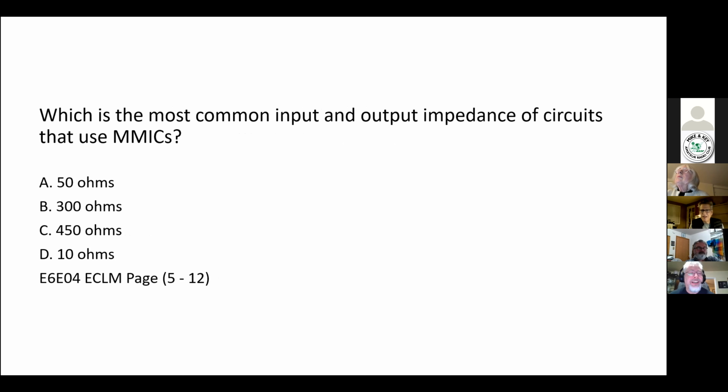Sorry, never mind. Which is the most common input and output impedance of circuits that use MMICs? A. 50 ohms. B. 300 ohms. C. 450 ohms. Or D. 10 ohms. Alpha. Alpha is correct. 50 ohms.